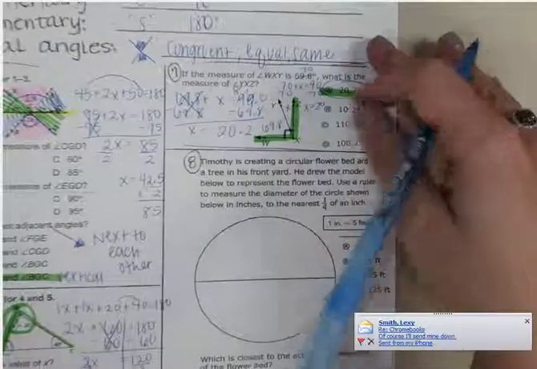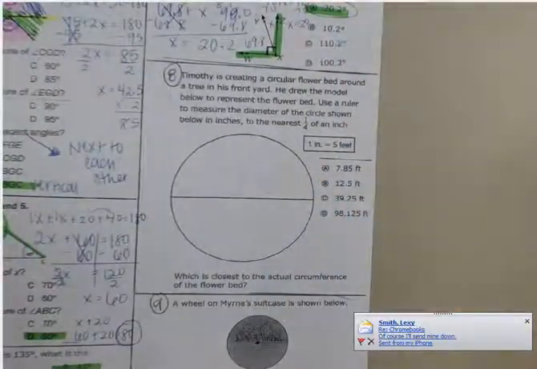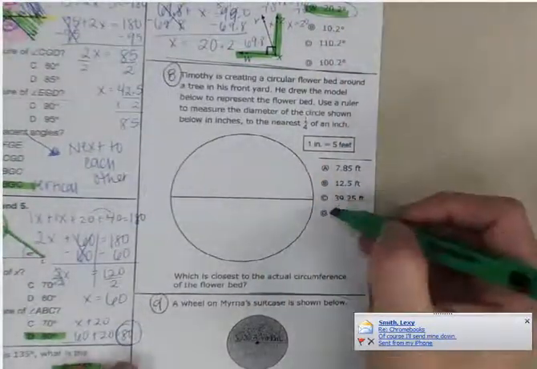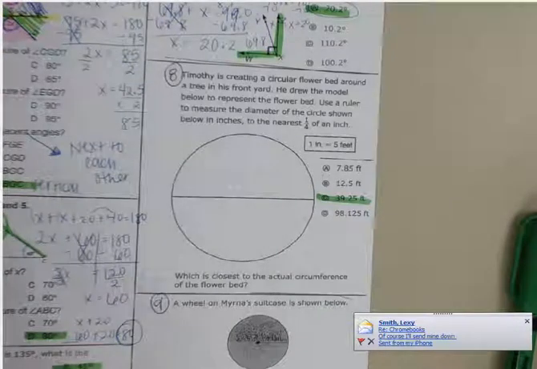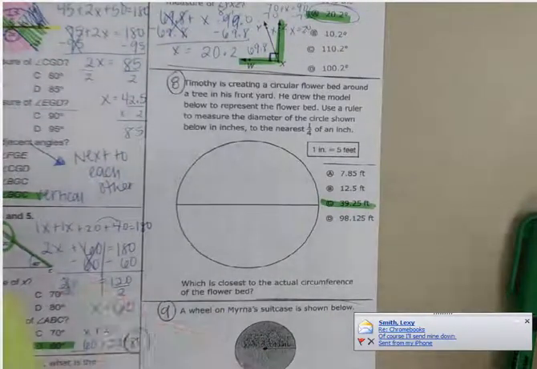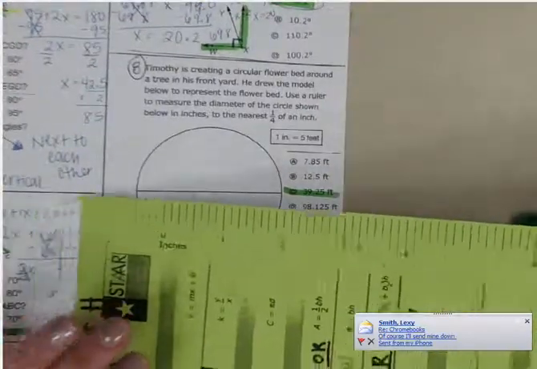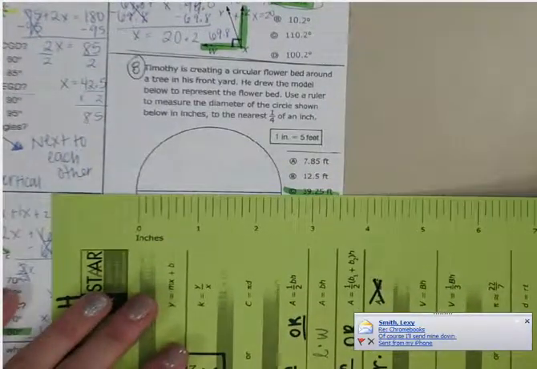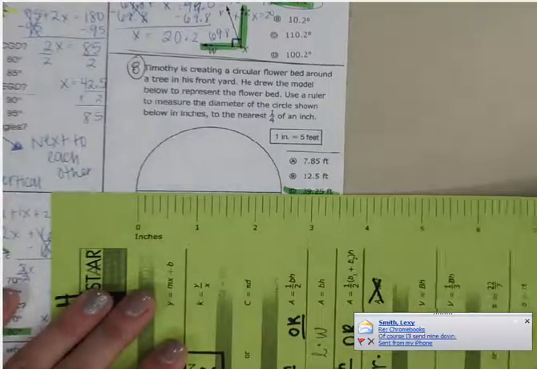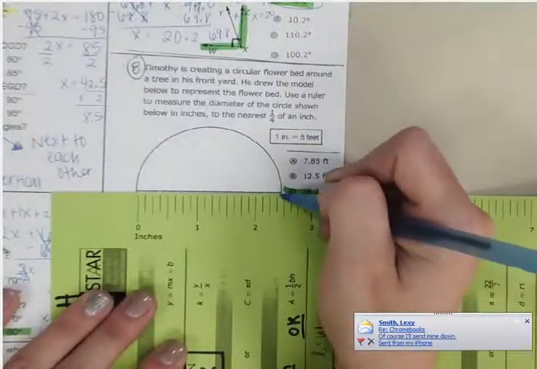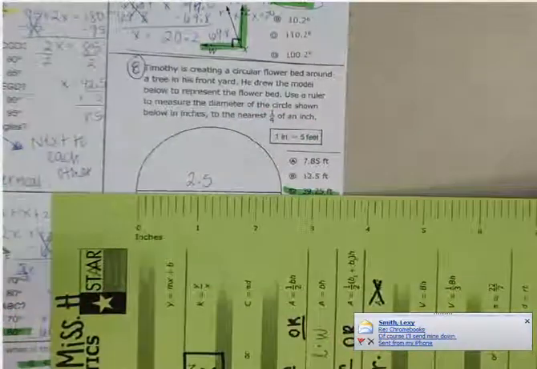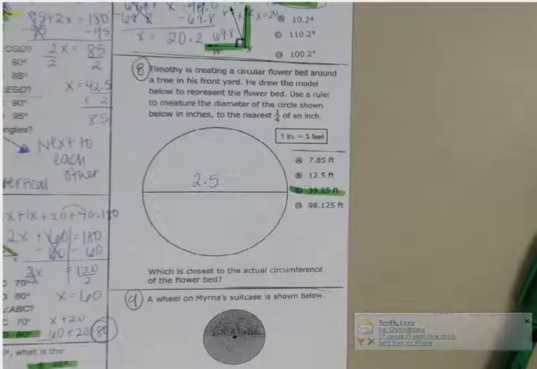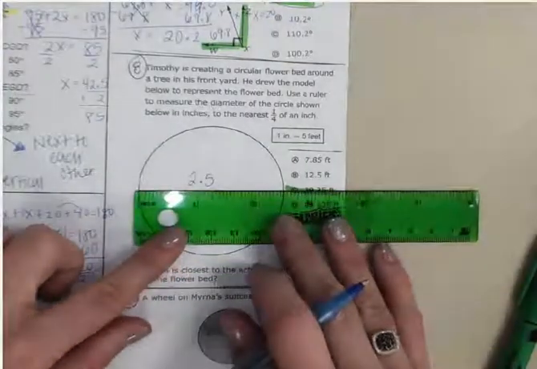Alright, number 8, the answer is C. Timothy is creating a circular flower bed around a tree in his front yard. He drew the model below to represent the flower bed. He used a ruler to measure the diameter of the circle below in inches to the nearest 1/4 inch. So I get my formula chart. I'm on the inches side. I see that it's about right here, but it says round to the nearest fourth, so that would be 2.5. It's weird because that's not what I got originally, so we'll see if my ruler's off. So the answer might not be C.